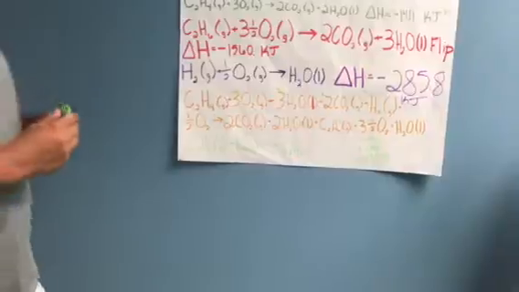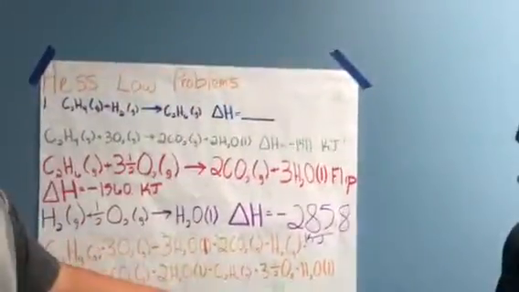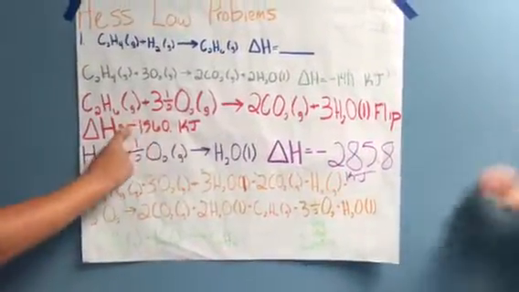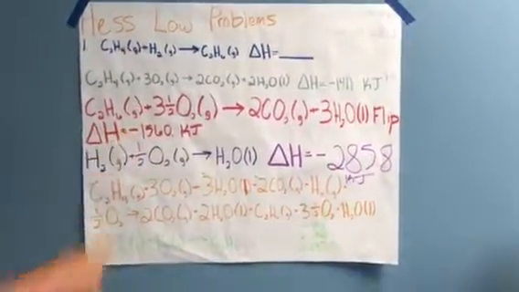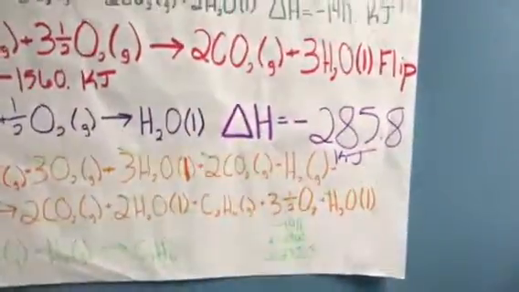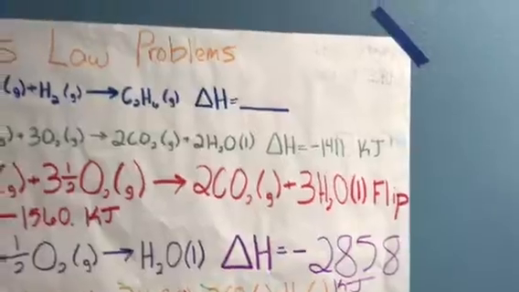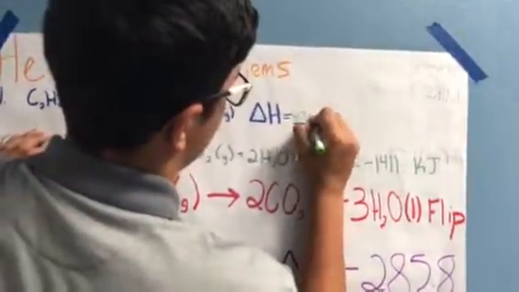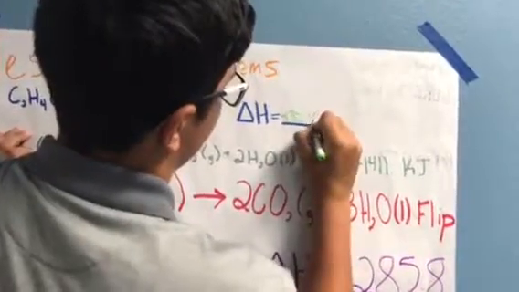And then what you do is you take this negative 1,411 and add it to a positive 1,560, because you end up flipping this, so you flip the sign, and then you do negative 285.8. And then you would end up getting negative 137 kilojoules. That would end up being the answer of our equation.